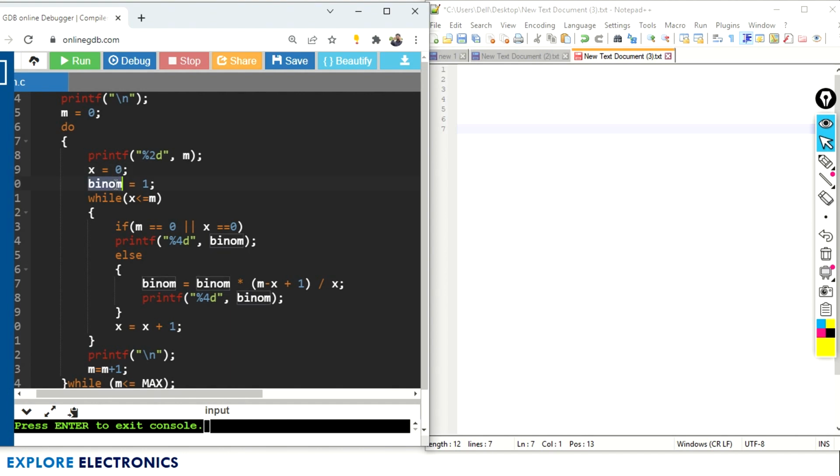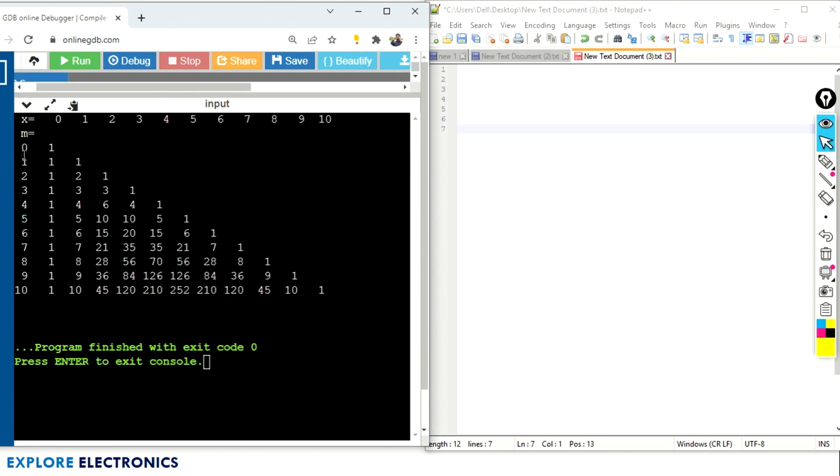And consider the binomial coefficient value initially as 1, because 1 is the initial value of the binomial coefficient we can have. We are defining it as 1. Now in the while loop, we need to check if x is less than or equal to m. That is because we should not exceed the m range here.